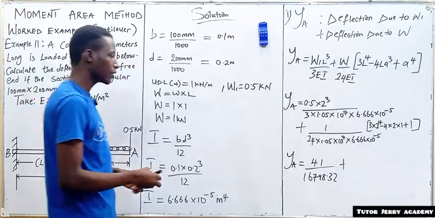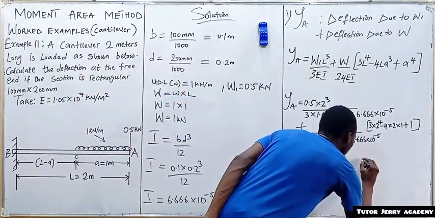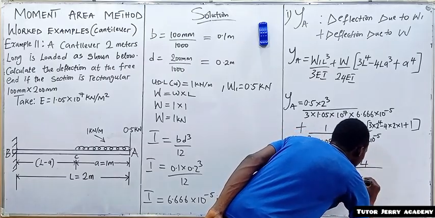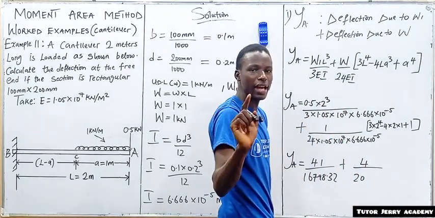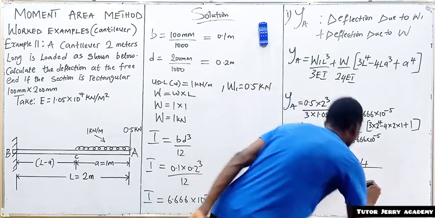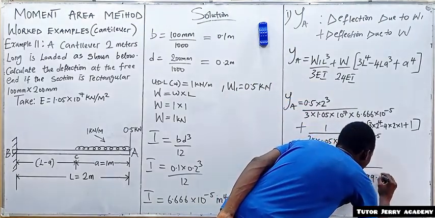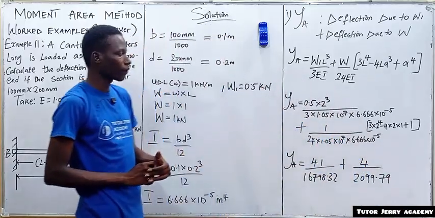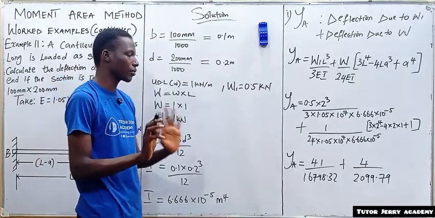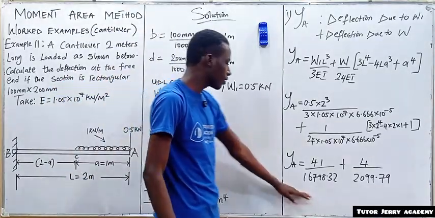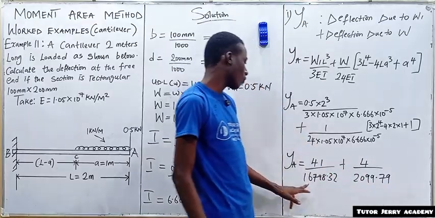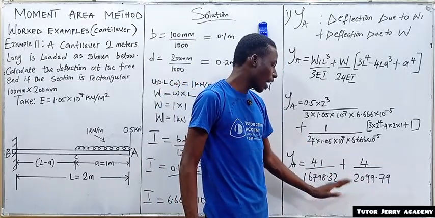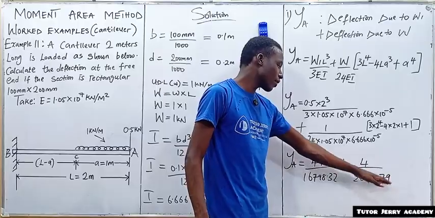2099.79. All right, 4 all over 2099.79. This is what we have here. So we now take the LCM. The LCM of 16798.32 and 2099.79 is what?